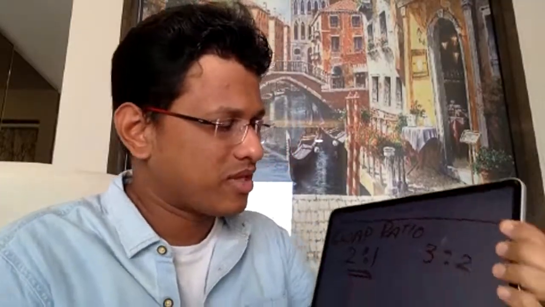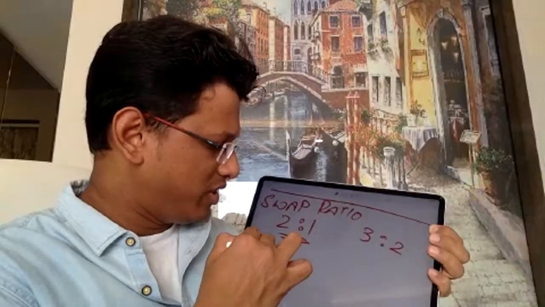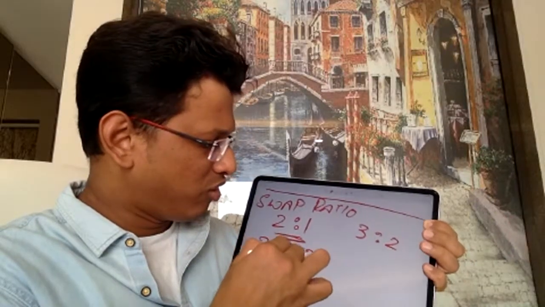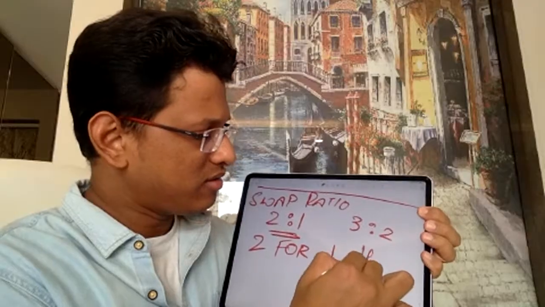Now concentrate carefully, friends. Stop writing. Focus here. 2:1. I will write this, and after this, none of us should get confused about this point. So I'm writing what this 2:1 swap ratio means. So what did I say? 2:1 means 2 for 1 held.